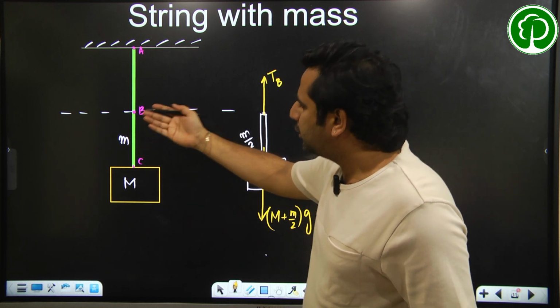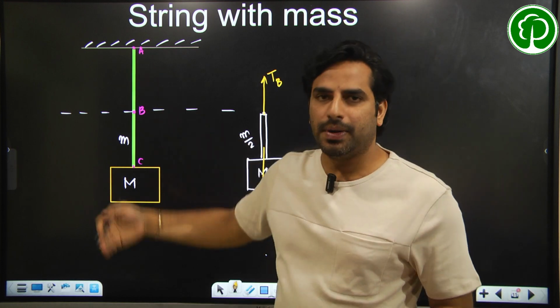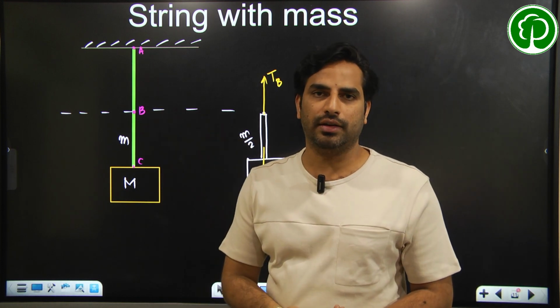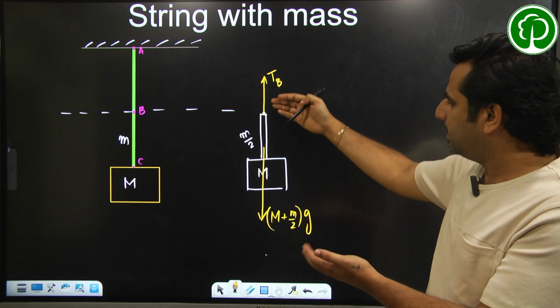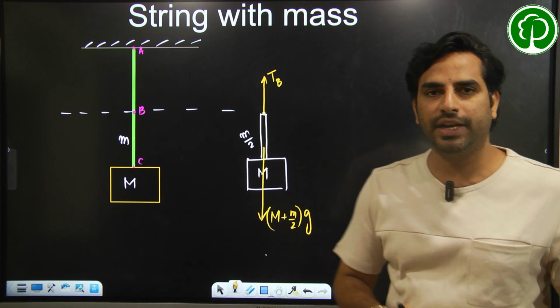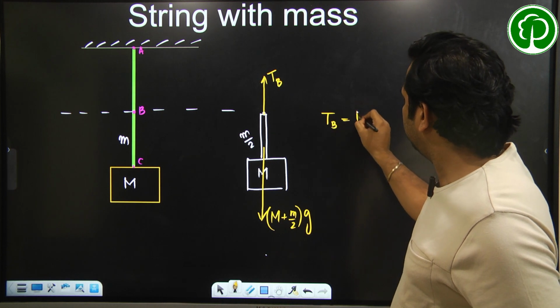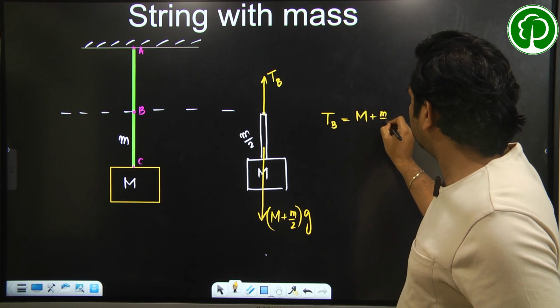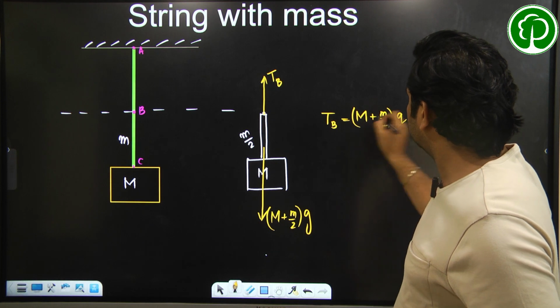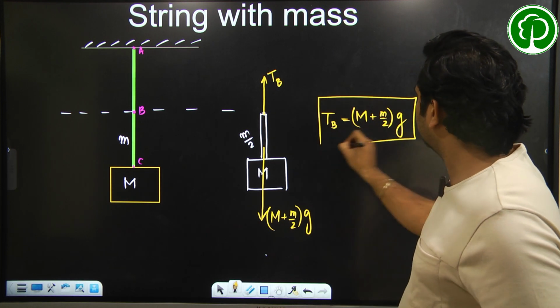If you break the system into two parts, you can take any of the parts and analyze by drawing the free body diagram. Now this part of the system is in equilibrium, acceleration is 0, so the net force must be 0. So Tb is simply M plus m by 2 into g. This is the value of tension at the midpoint.